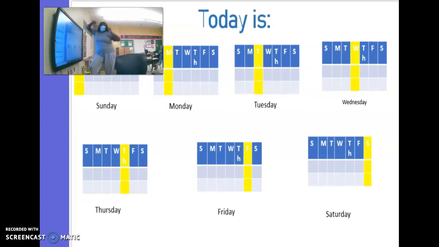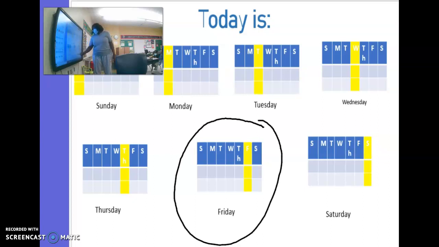Today is Friday. It's Friday. Do your Friday dance. Friday is spelled capital F, R-I-D-A-Y. Do you see Friday? If you see Friday, let's circle it. F-R-I-D-A-Y. Friday. Next slide.